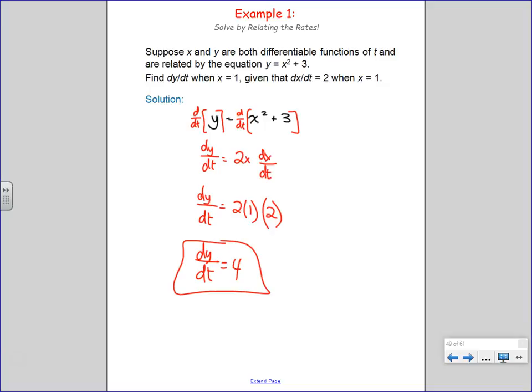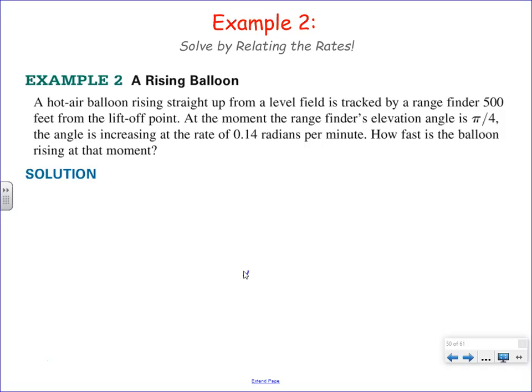So we're just taking our clues. They said, find it when x is 1. Oh, and by the way, when x is 1, dx/dt is 2. Plug in, done. Is that okay? For sure. So what if we have something a little more interesting? Ooh, a rising balloon. A balloon is rising straight up from a level field.